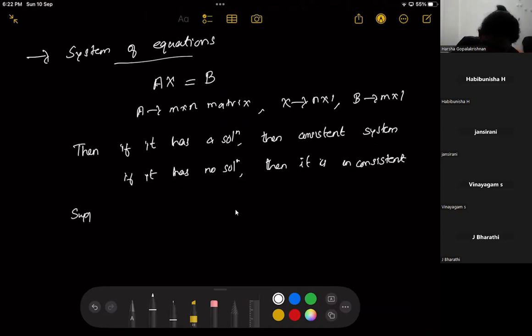Suppose A is invertible. Now, does there exist a solution for this system? Can anyone guess? Given A is invertible.